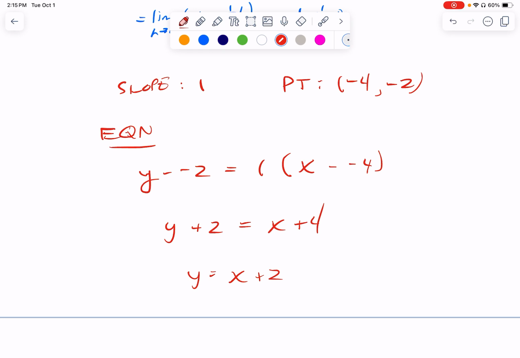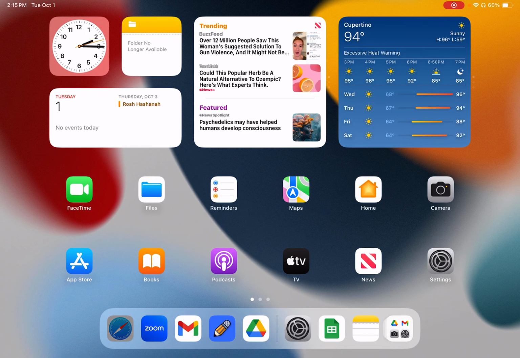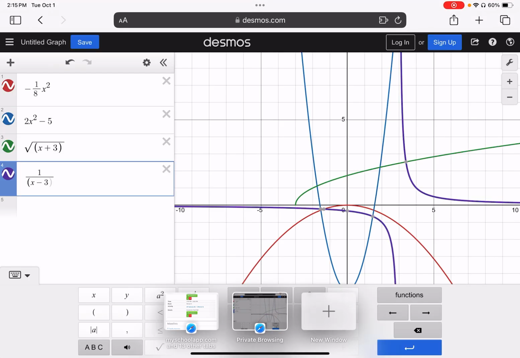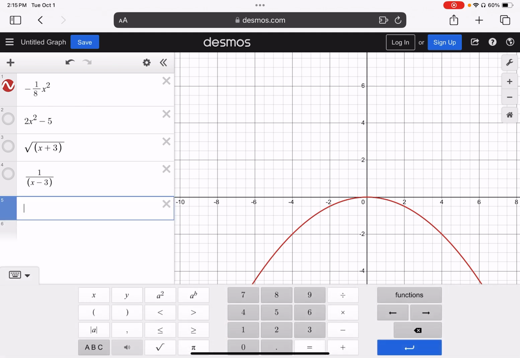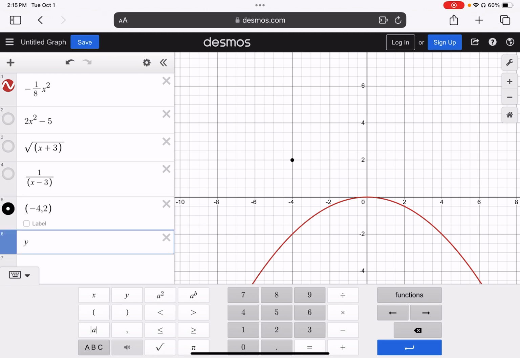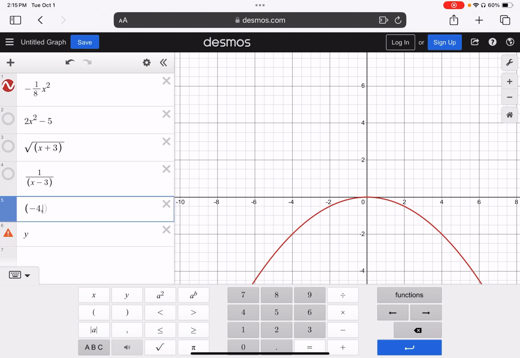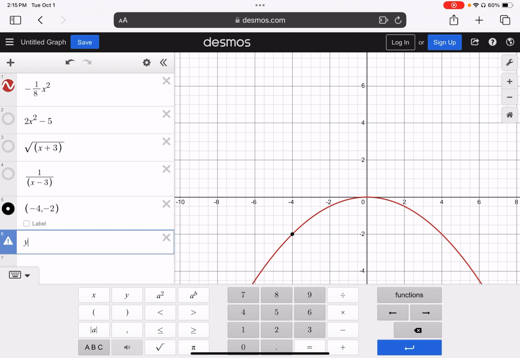Now, the instruction is to actually test this. So I have Desmos ready to go. So this is the graph we have in mind. One of the points is at -4, -2. And we just figured out, -4, -2. There it is on the graph. We just said that the tangent line will be y equals x plus 2.